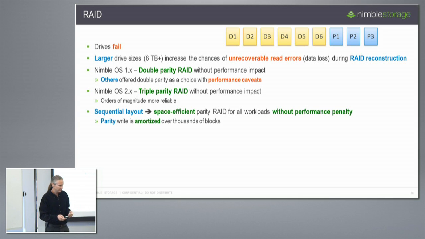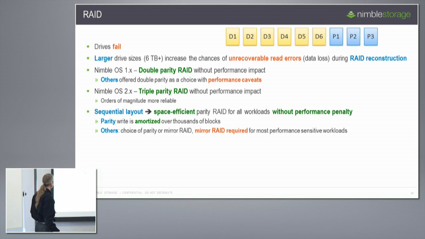The reason is that the parity write, we can amortize it among thousands of blocks. Otherwise, you write 1 block, compute parity and write parity, then write another block and rewrite the parity. Instead, we write an entire stripe, many, many blocks, and we write parity once for thousands of blocks. Now, others offer a choice of parity or mirror RAID, but with the caveat that mirror RAID is required for the most performance-sensitive workloads, and that is not space-efficient.